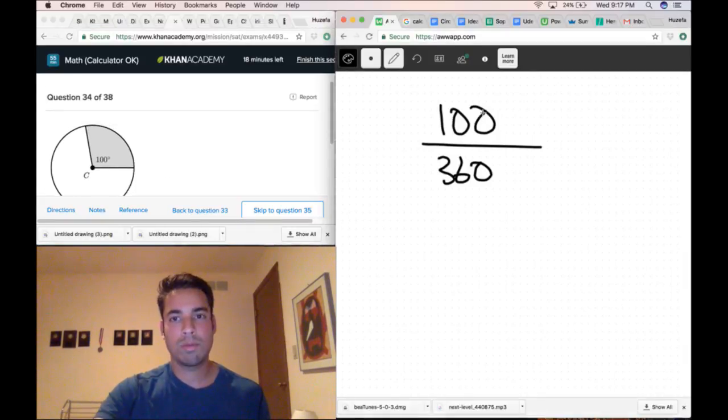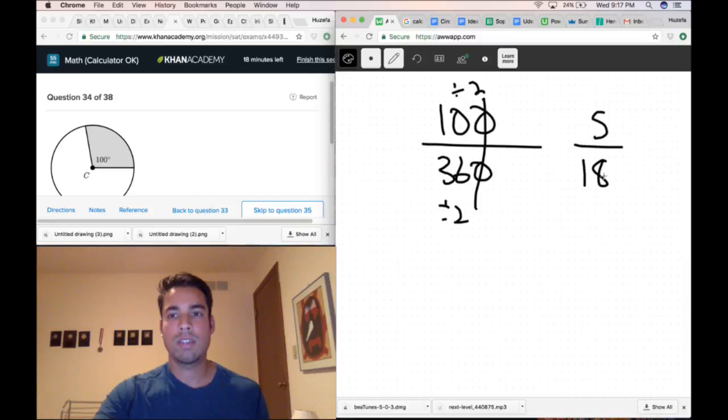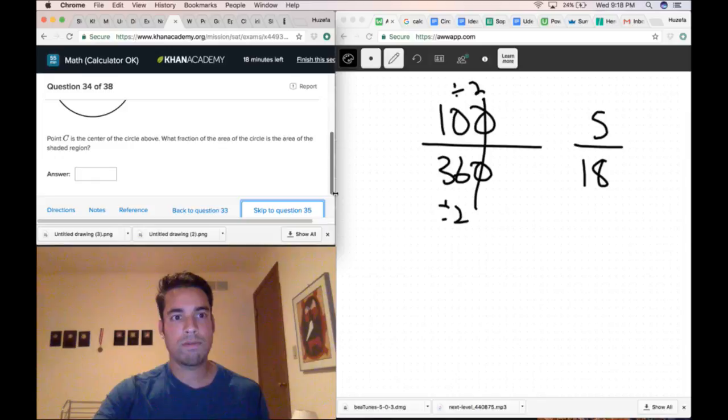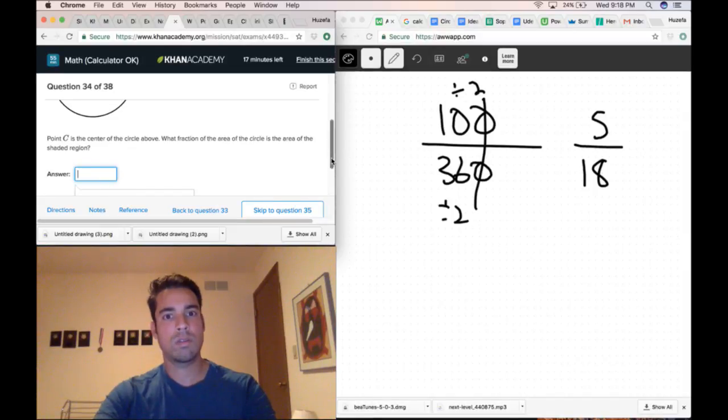Well, here's the fraction, but we got to simplify. So it's 10 over 36. Divide both by 2. And we get 5 over 18. And we can't reduce that anymore. And I think that's okay to have 4 digits. Let me see. Yeah, it's 5 over 18. Let's see what it says.